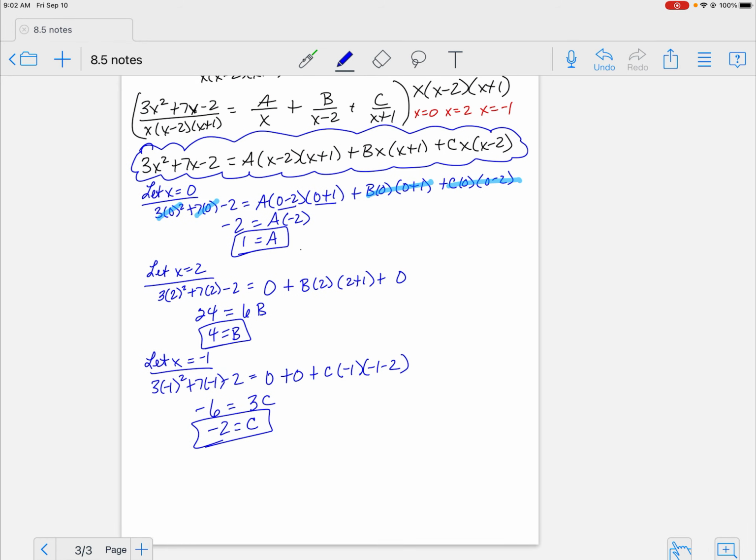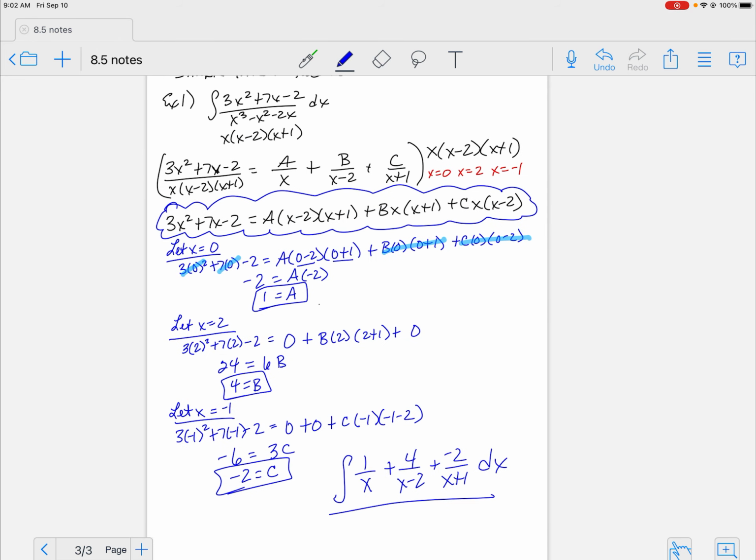Now, with my partial fractions, I am going to integrate my A, which is 1 over x, my B, which is 4 over x minus 2, and then my C, which is the negative 2 over x plus 1 dx. So it cuts a little bit of time down, but honestly, I don't know that it cuts a whole lot of time down. Obviously the rest is the same as what we did.